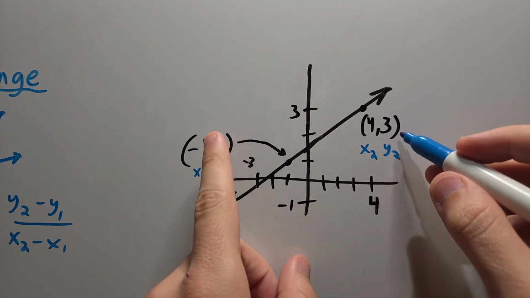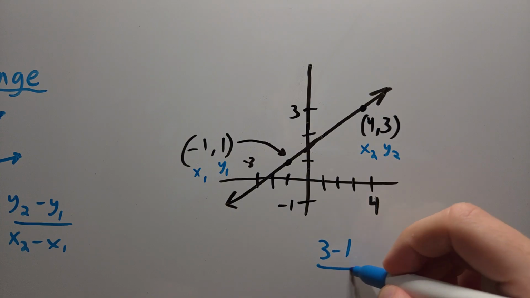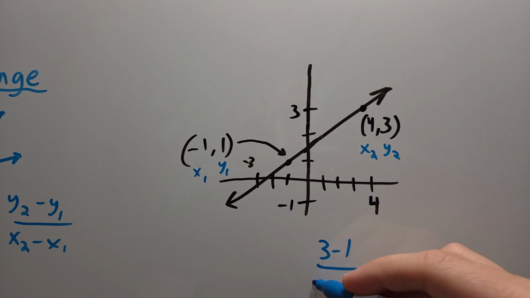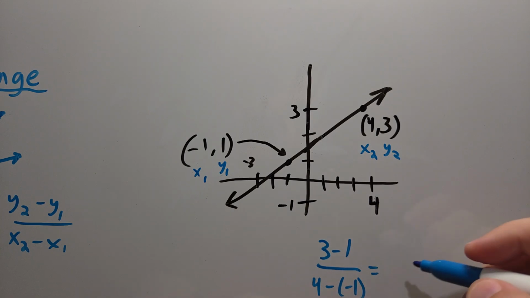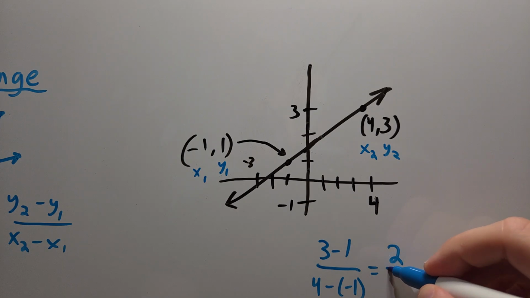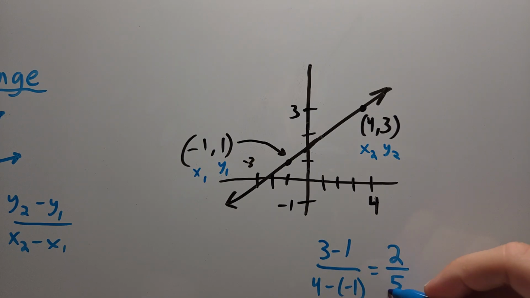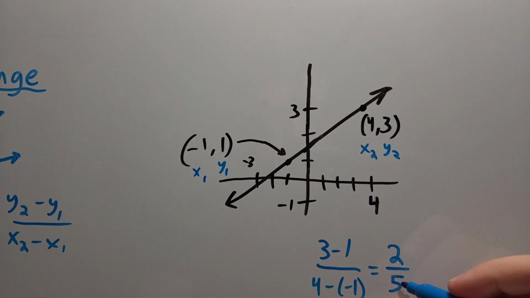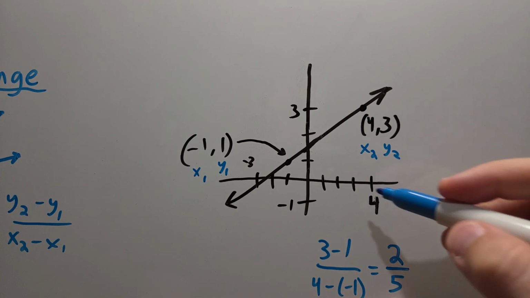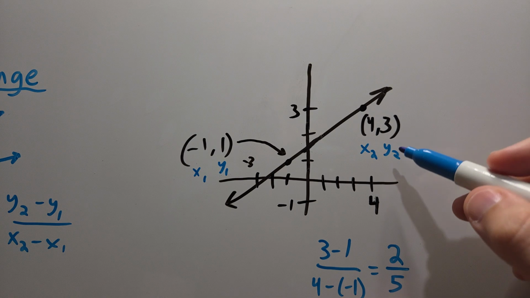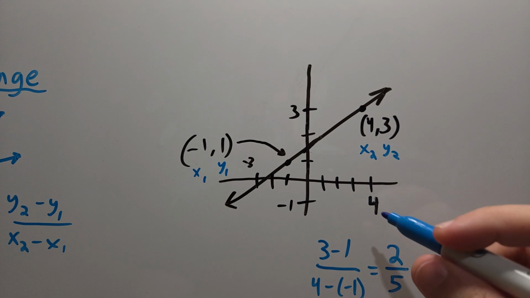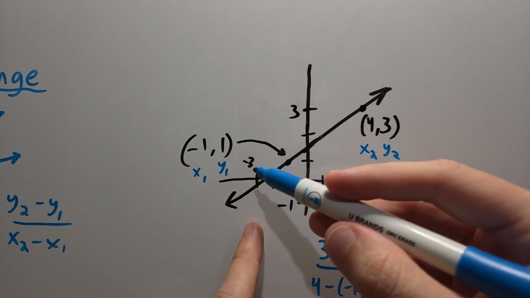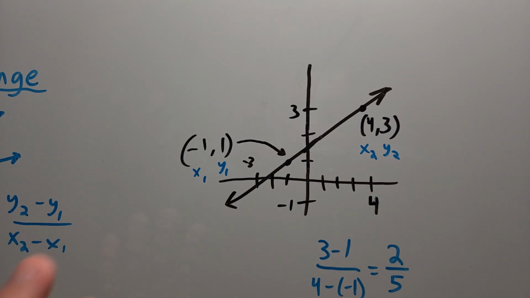So that's 3 minus 1 over 4 minus negative 1. Subtraction of a negative results in addition. So this is 2 over 4 plus 1. My slope here is 2 over 5, and this is positive, and that makes sense because this line goes up. If a line were to go down, you have a negative slope. In the event of a positive slope, from left to right, when we read graphs, this line goes up. That's how we can find a slope visually from a graph.